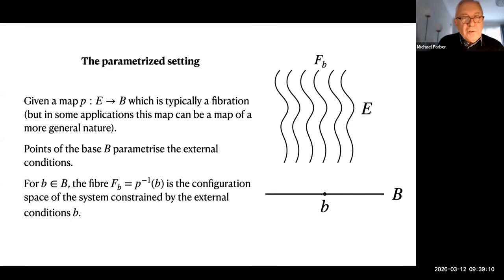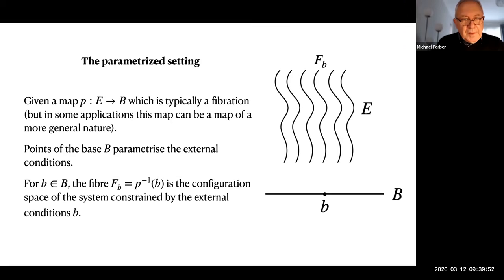And in this case, instead of a single configuration space, we have a variety of configuration spaces, and they are parametrized by the configuration space of external conditions. So for each point B of the base, we have this pre-image, which is the configuration space of the system constrained by the external conditions B. And when the external conditions change, the configuration space of our system is moving from fiber to fiber.